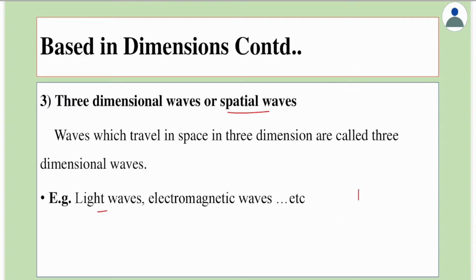For example, assume that there is a source like a bulb in a room. Now, if the bulb is turned on, the energy goes in all directions. It is not confined to a given direction, it goes in all directions. The entire room is illuminated, which means the energy goes in all three dimensions. Such waves are called three-dimensional waves. Examples are light waves or electromagnetic waves. In fact, the energy from the sun also is an example of a three-dimensional wave. So based on dimensions, we have one-dimensional waves, two-dimensional waves, or three-dimensional waves.